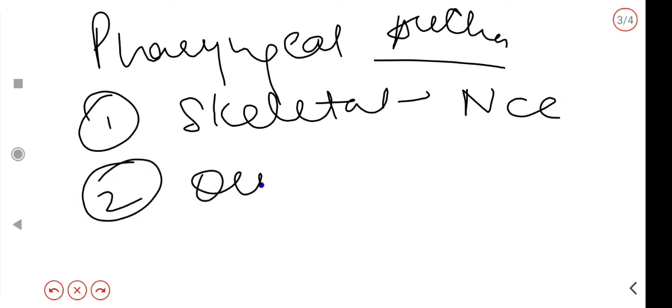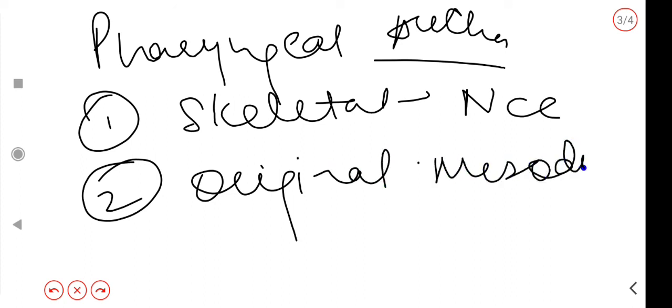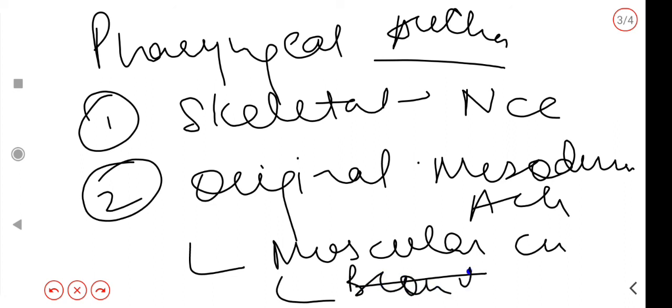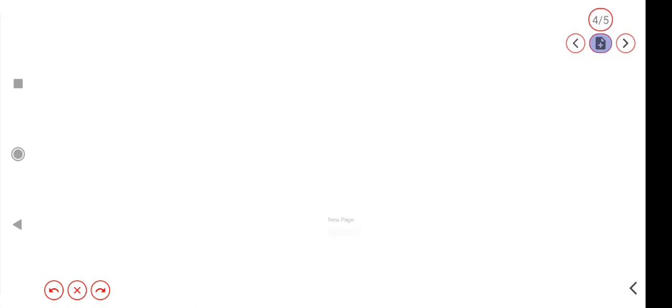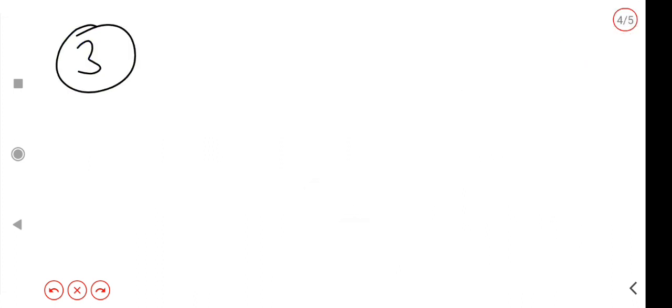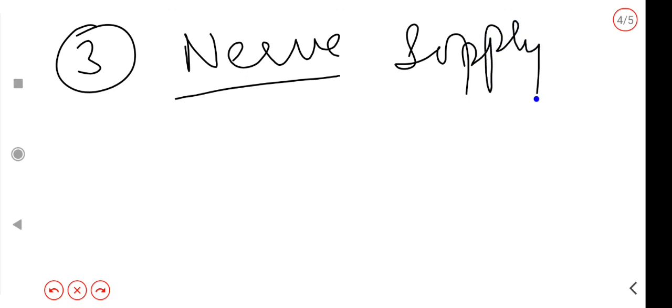The original mesoderm, or the mesenchyme, of the arch forms the muscular component of the arch, also termed the branchiomeric muscle. The muscular component migrates and carries its nerve supply with it.